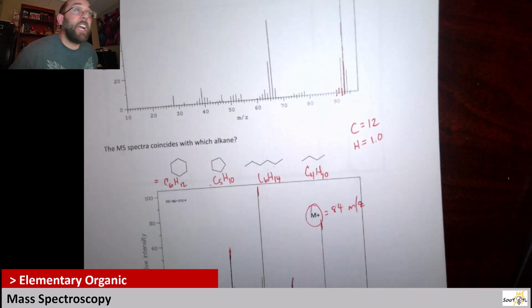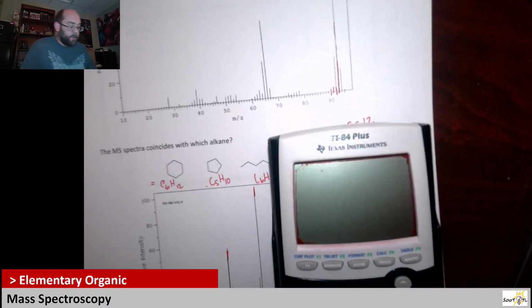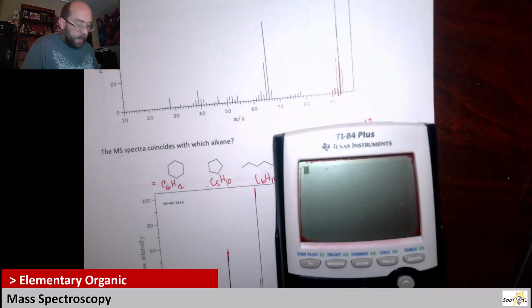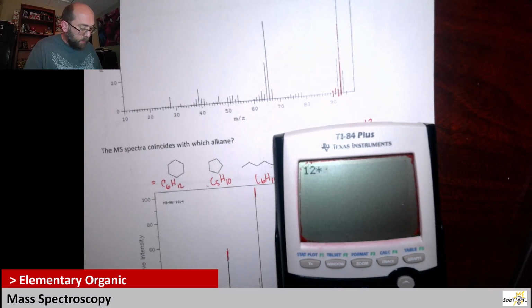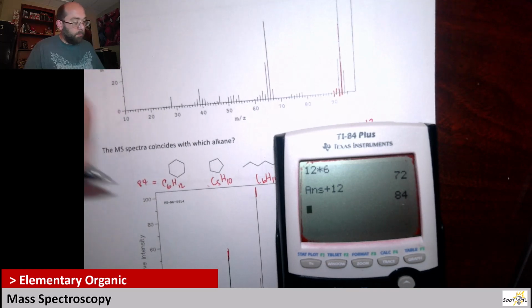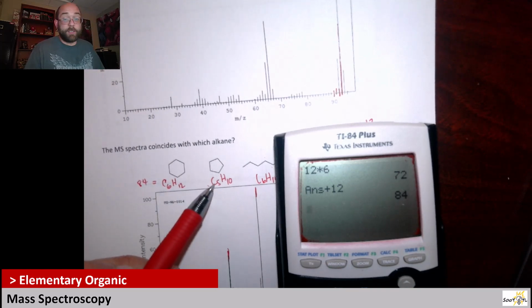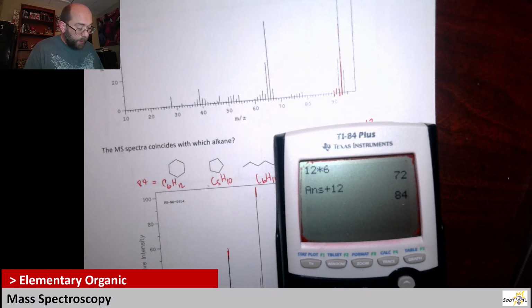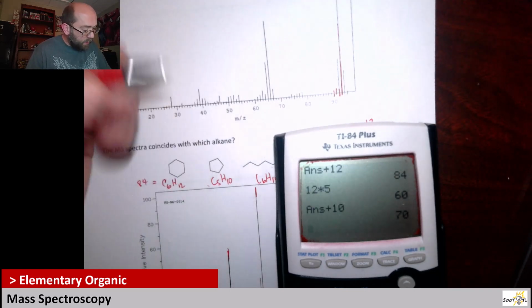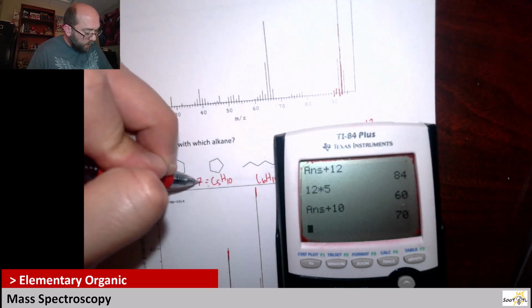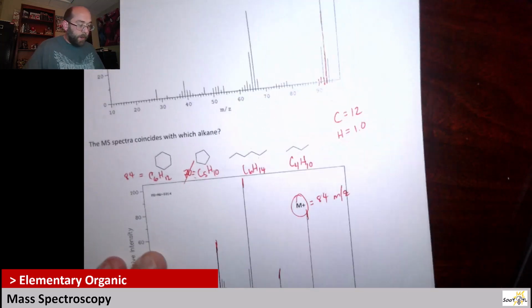So I'm actually going to cheat. I'm going to use a calculator because I'm lazy. All right, so here we go. I've got 12 times 6 plus 12. Oh, look, that's 84. Well, that has fewer carbons than hydrogen, so we know it's less than 84, but we'll do it anyway. I didn't mean for it to be over so soon. 12 times 5 plus 10, that gives us 70. So that's not it. That's too small, right? Because our parent peak is at 84.